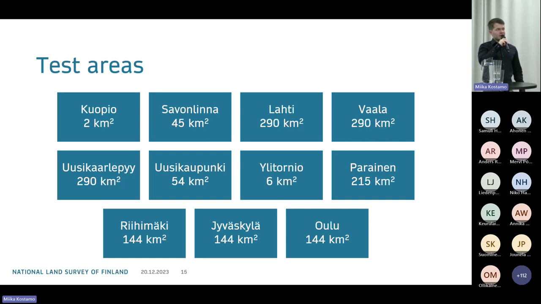Here are some test areas that we have been using over the year. We have been using a lot of different areas from all around Finland to see how the algorithm can work in different parts of Finland and see if there are some different cases around the country. Some of the areas are smaller than the others, and the smaller areas were mainly from the city centers, so we will find as many buildings as possible. There are totally 11 test areas that we have been using.